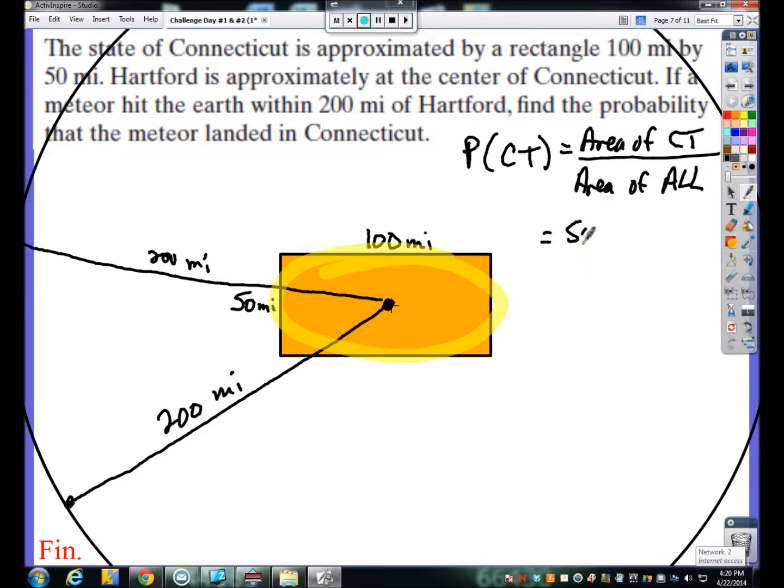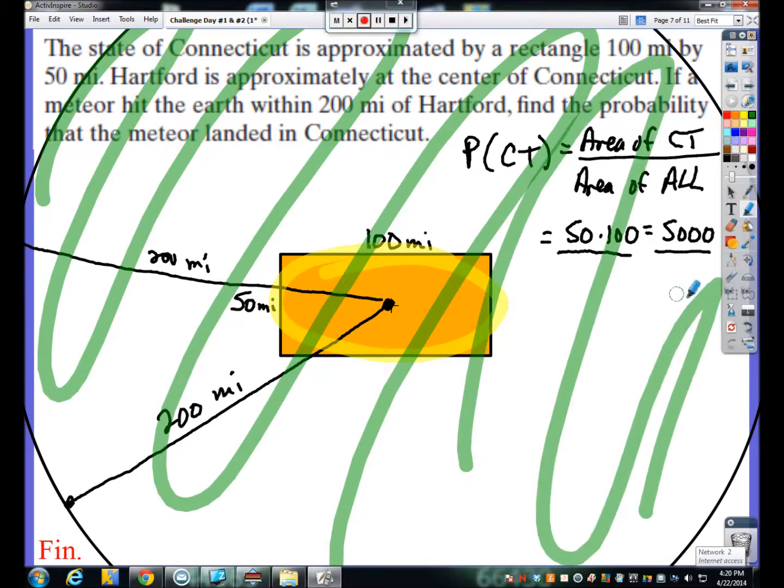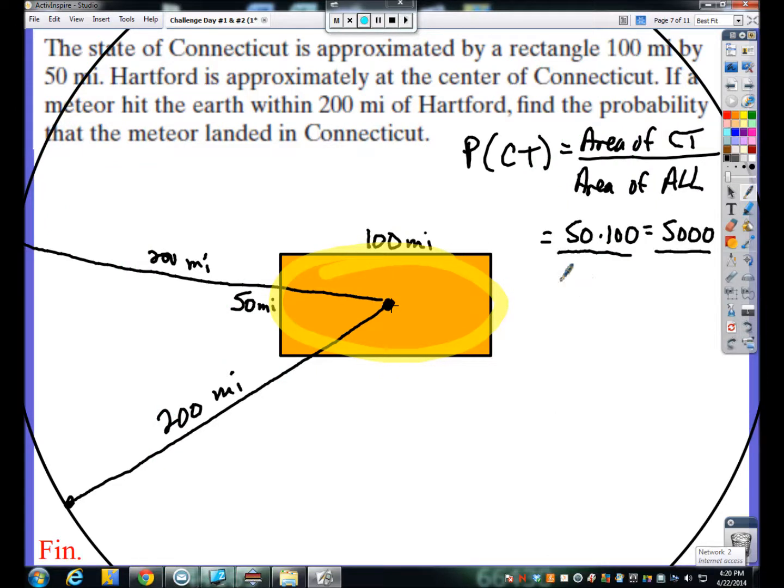Now, the area of Connecticut is just 50 by 100, which is 5,000. Sorry, getting ahead of myself. And the area of all, well, remember, this is anywhere. The meteor could land anywhere in this big circle that has a radius of 200. So we'll have pi r squared. And so we'll have 40,000 pi. Now I could do some simplification here, or at this point I can just type it in my calculator. If you want, you could cancel up to 3 zeros here. And then the 5 and the 40, 5 can go into 40 8 times. Really, this is just 1 over 8 pi.